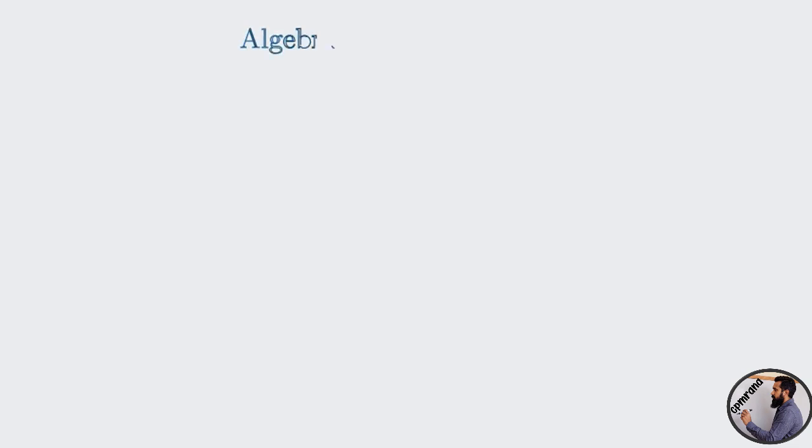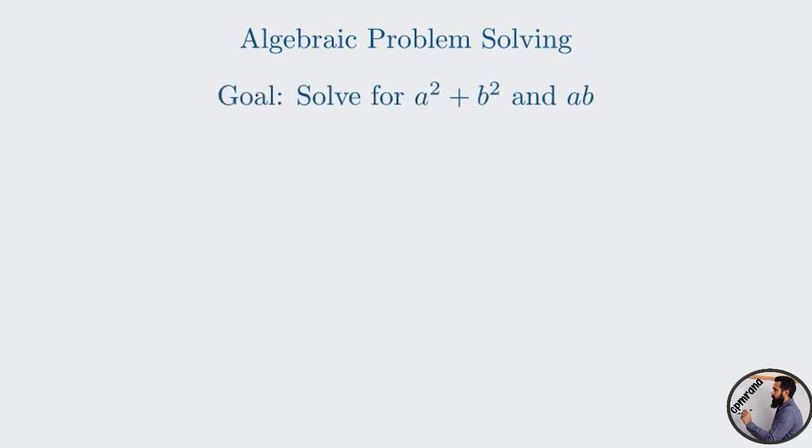Hello. Today we are going to solve an algebraic problem involving polynomial identities. By the end of this video, you will be able to manipulate higher-order algebraic expressions using factoring techniques to find the values of specific terms, specifically a squared plus b squared and a times b.